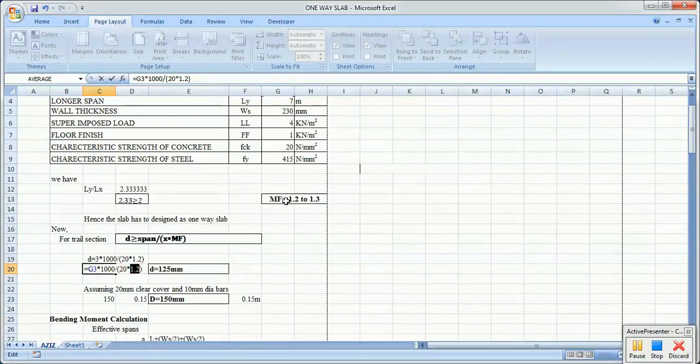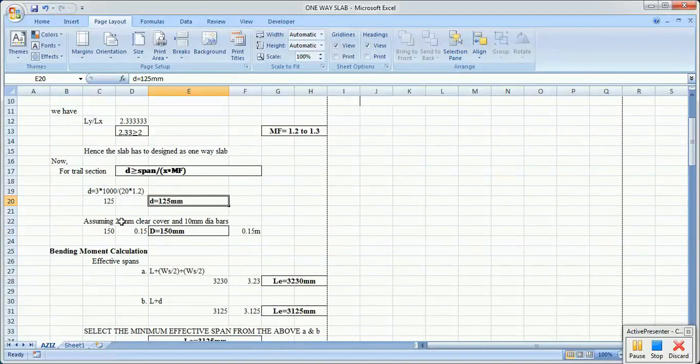We have to use the modification factor between the range 1.2 to 1.3. As I told you, you have to use between 1.2 to 1.3. Here it is used as 1.2. From that you will get the depth as 125. So therefore d is equal to 125 mm.